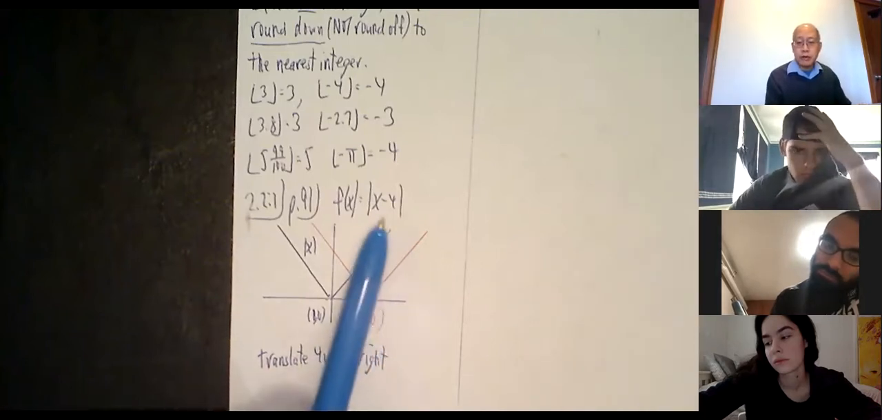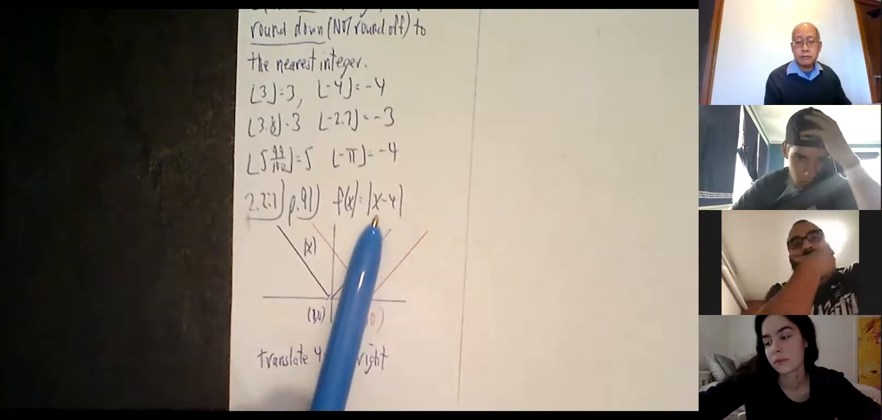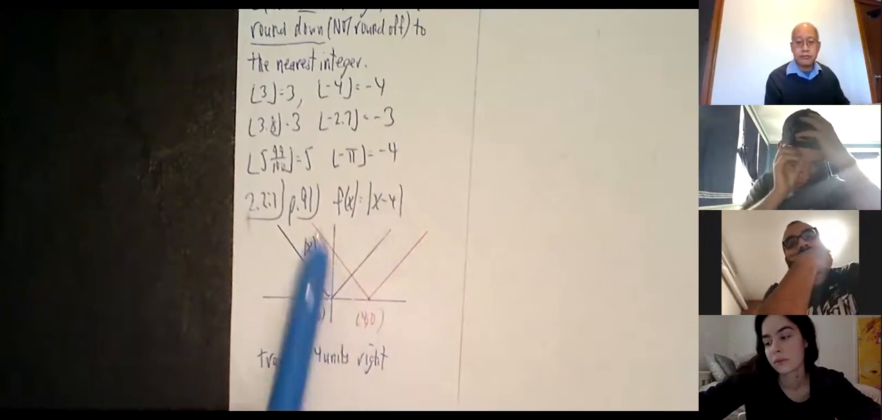And by the way, notice what happens when you plug in 4. What do you get when you plug in 4? 4 minus 4 is 0. Absolute value of 0 is 0. So that seems to work.